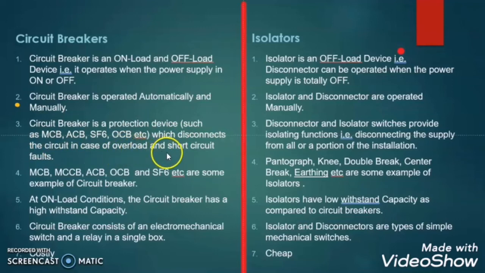The third difference between the circuit breakers and isolators is that a circuit breaker is a protective device which disconnects the circuit in case of overload and short circuit fault condition. But the isolator or disconnector is just a simple switch which is only used for disconnecting the supply from the load. Let me elaborate this difference 3.